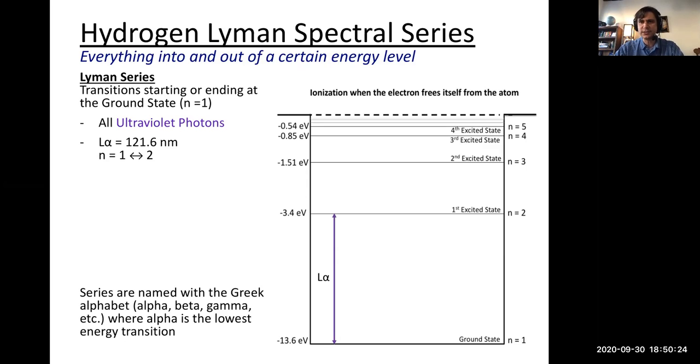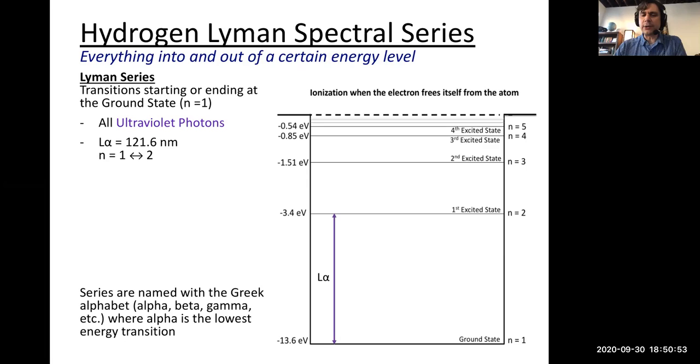Why? Because hydrogen is the most common element, and it is the most common transition in hydrogen, from the ground state to the first excited state. So here it is, the most common color in the universe. If you've ever been curious what the most common color in the universe is, now you know. It's an ultraviolet color, and it's called Lyman alpha. It has a wavelength of 121.6 nanometers, which corresponds to an energy of 10.2 electron volts.